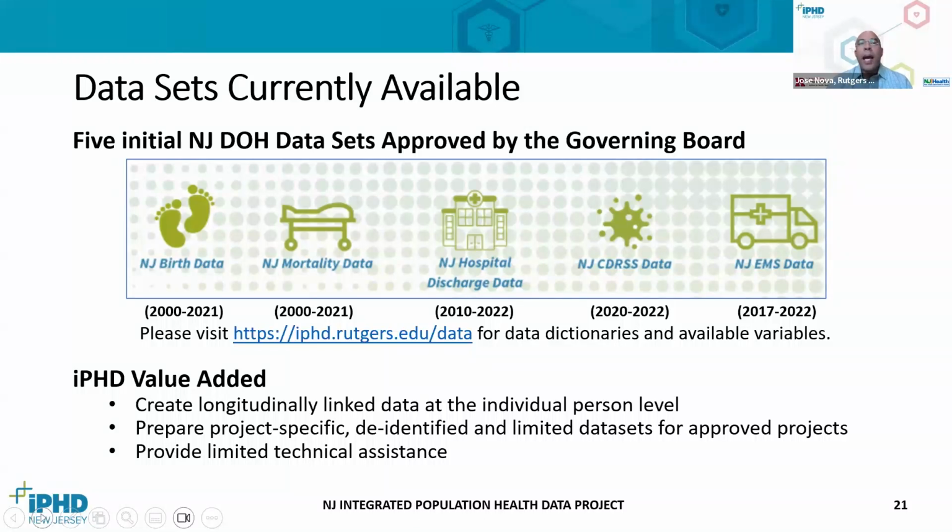So some of the value added that the iPHD does here is that we create a longitudinally linked data at the individual person level. So we're conducting probabilistic data linkages to the person level entity. And this is useful not only within a data set, but also to be able to track individuals across multiple different data sets that are shown here and more to come in the future. So we prepare project-specific, de-identified, and limited data sets for approved projects. And we also provide limited technical assistance when the needs arrive.